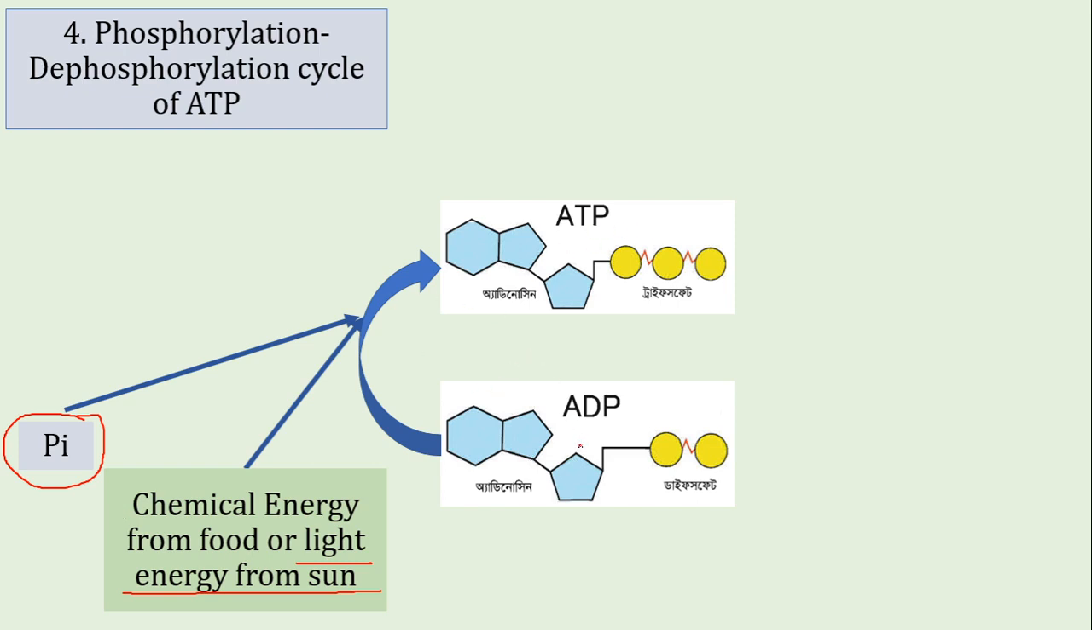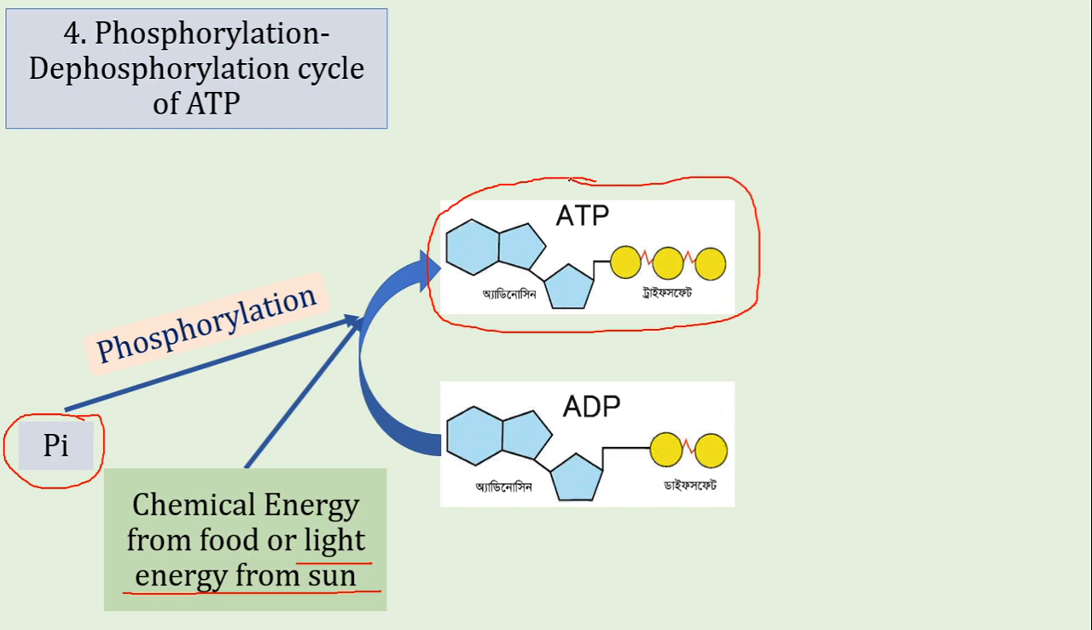So here we see a phosphate group is attached with ADP to form adenosine triphosphate. This process is called phosphorylation. Phosphorylation means the process of adding a phosphate group with ADP. Now this ATP has attained a high amount of energy inside it, because we have invested some energy to produce it, and it can provide necessary energy for other chemical reactions.